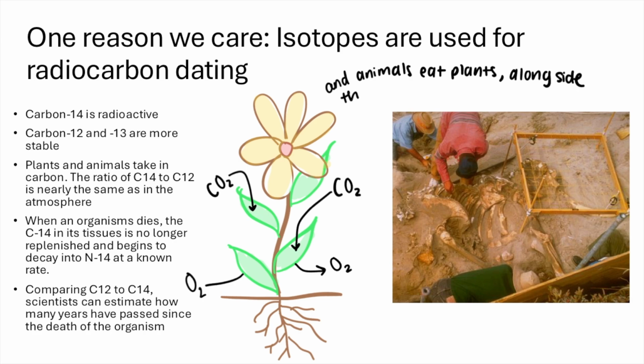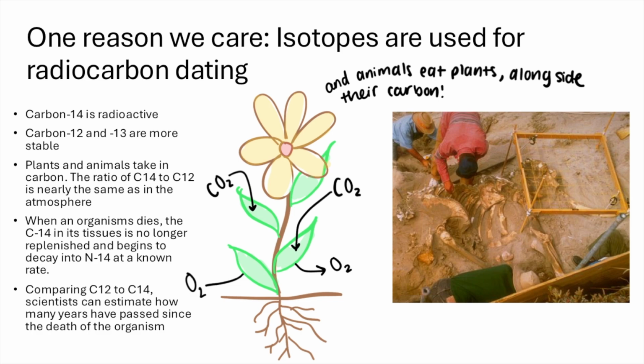But once an organism dies, that changes. No new carbon is taken in, and the carbon-14 that's already there begins to decay into nitrogen-14 at a known, predictable rate. The carbon-12 doesn't decay, it stays put. So by comparing how much carbon-14 remains relative to the carbon-12, scientists can estimate how long it's been since that organism died. This is pretty cool. It means that tiny differences in atomic structure give us a biological clock, one that lets us date fossils and archaeological remains.